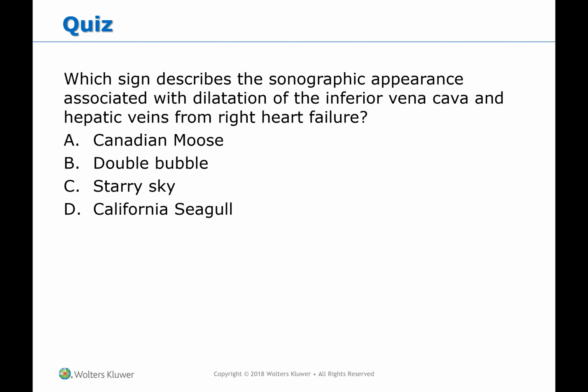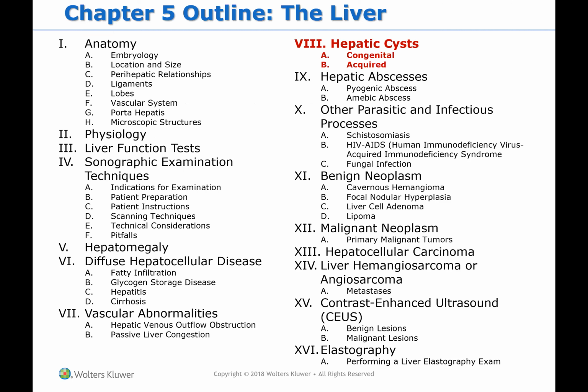Okay, let's do this one. Which sign describes the sonographic appearance associated with dilatation of the inferior vena cava and hepatic veins from right heart failure? If you said Canadian moose, you are correct. Some sonographic funny things, I'm like, I really can't see it, but that moose just stood out to me pretty good. So that should be something that you are able to really remember.